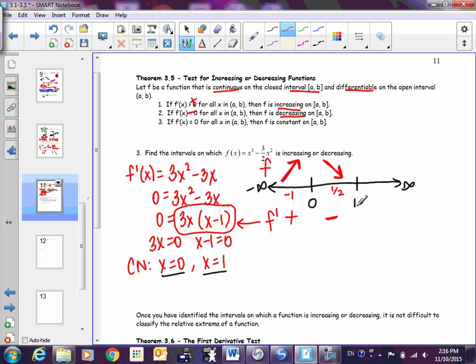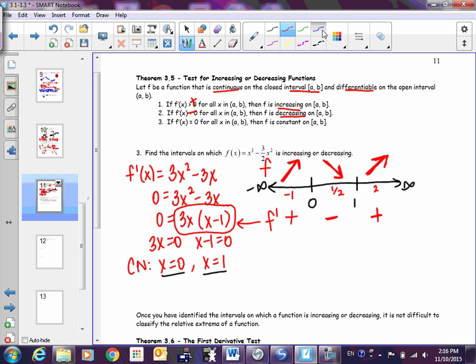Okay, pick a number greater than 1. 2. So if I plug in 2, 3 times 2, positive, 2 minus 1, positive, multiply them together, that's positive. And so up here for F, we're going to draw an increasing arrow. So this is what's called a sign chart. Sign, S-I-G-N, like pluses and minuses signs. And it kind of makes it easy for us to organize our work.